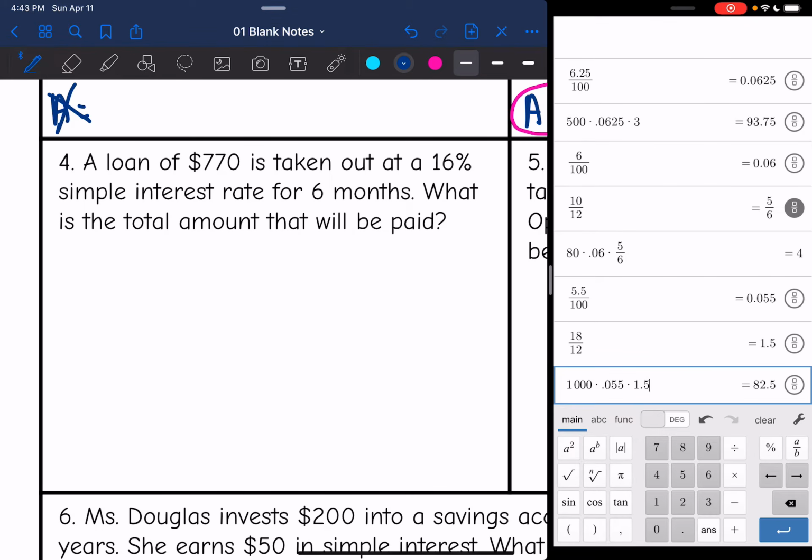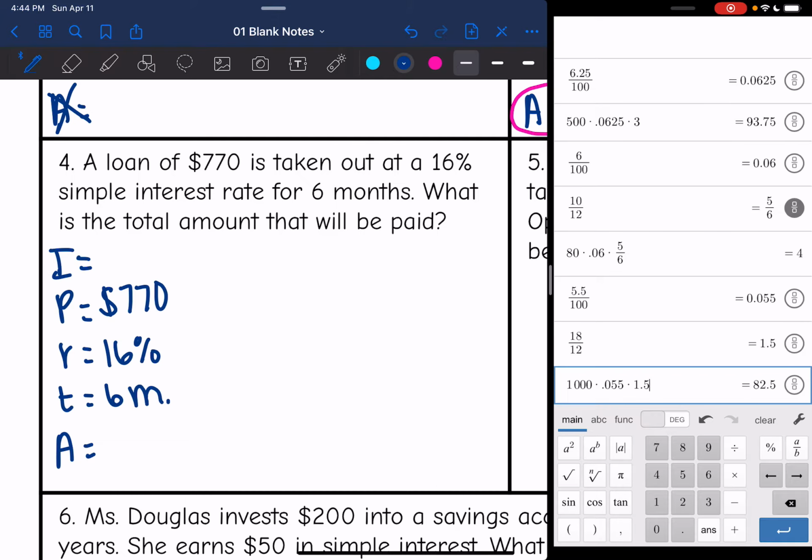All right, number 4, a loan of $770 is taken out at a 16% simple interest rate for 6 months. What is the total amount that will be paid? So the initial amount was $770. The rate is 16%, and then they say 6 months, and then it is asking for the total amount. In order to find the total amount, I'm going to need the interest on that loan though. So I'll have to find the interest first, and then I'll find the total amount.